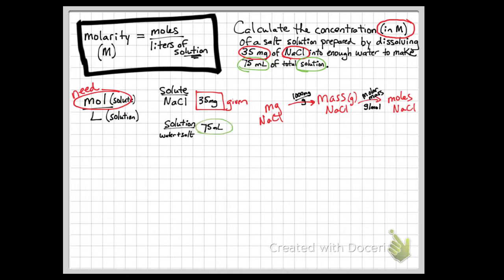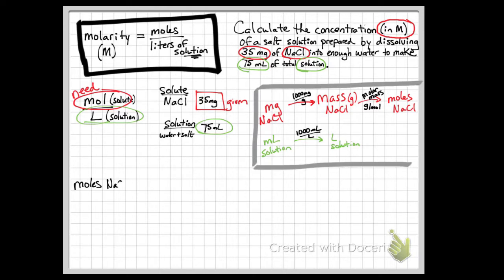And of course I was given 75 milliliters, so volume quantity of my total solution, but it's 75 milliliters, not liters. But of course, milliliters can be converted to liters using the relationship there are 1,000 milliliters per liter. And there we go. So now I have a way to get the moles that I need and the volume that I need in the appropriate units. And let's go ahead and work that through.